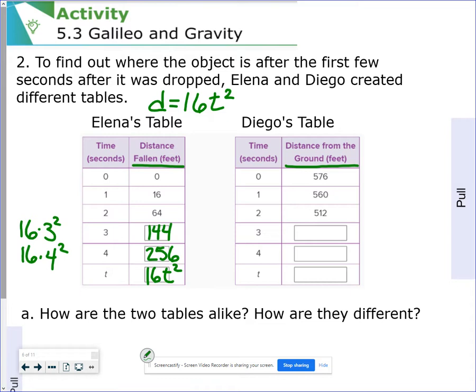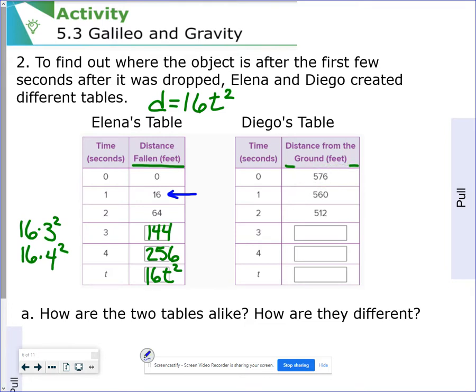Diego's table is a little different because, again, we're measuring how close it is to the ground. And that's kind of like the reverse of this. So what I would do on this one is use Elena's table to figure this out. If after 1 second it has fallen 16 feet, which I can see from right here, if I did 576 minus those 16 feet, that's how I get the 560.